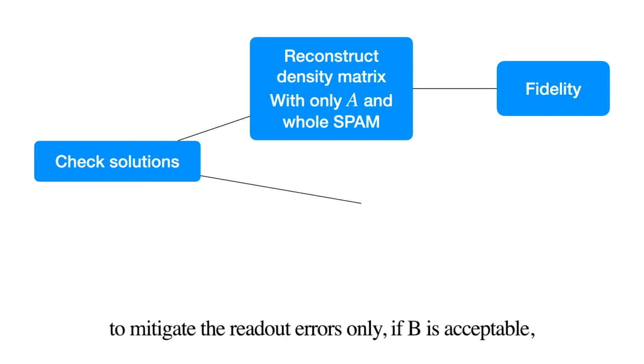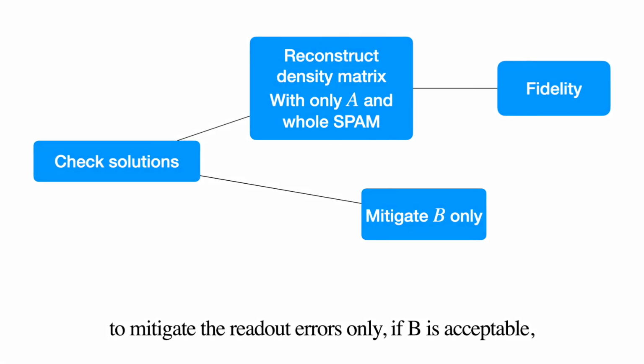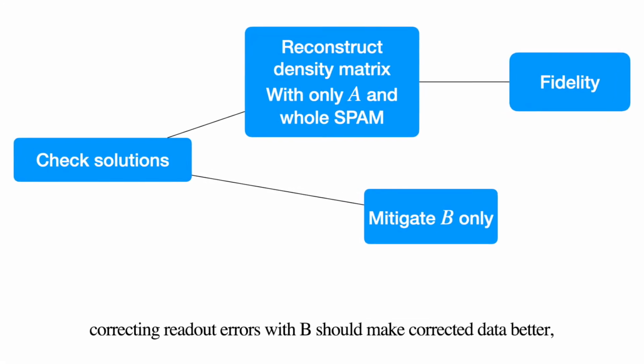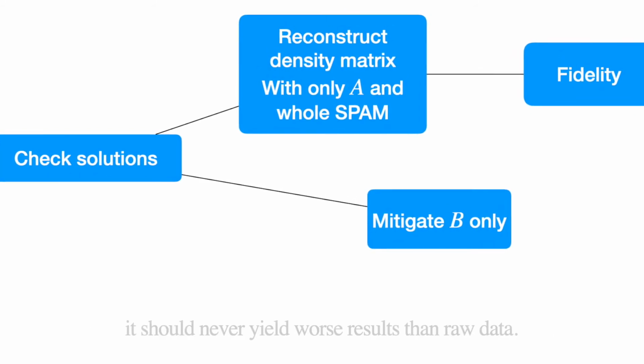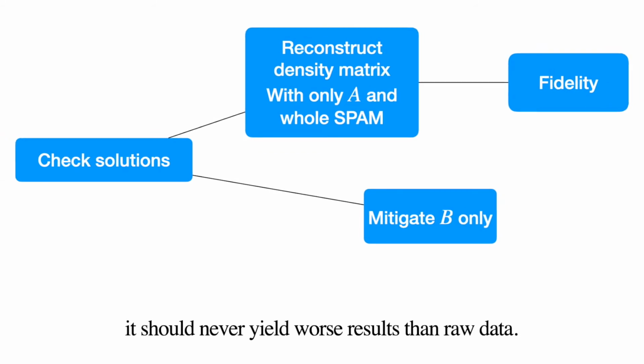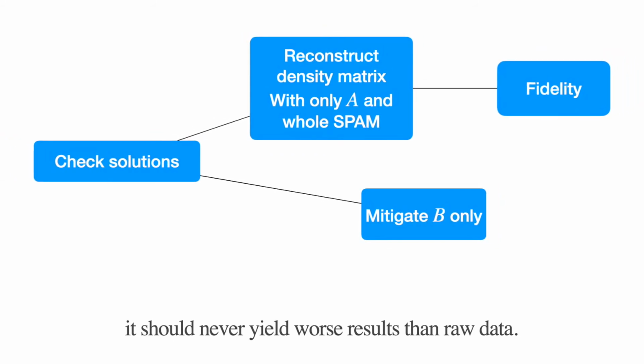That is, to mitigate the readout errors only. If B is acceptable, correcting readout errors with B should make the corrected data better. It should never yield worse results than raw data.